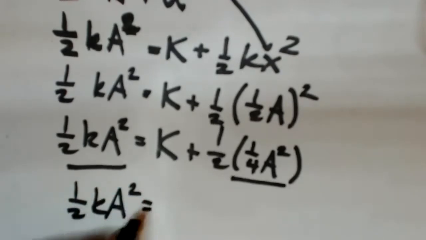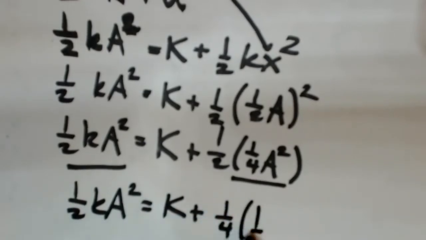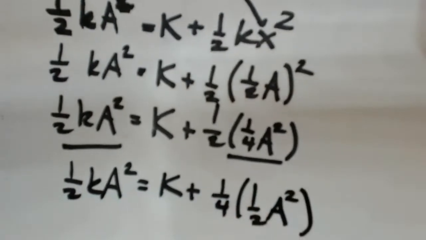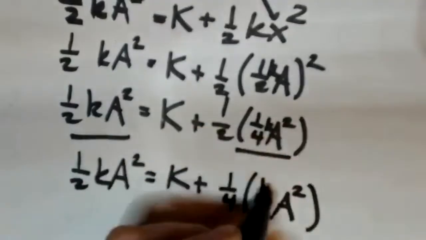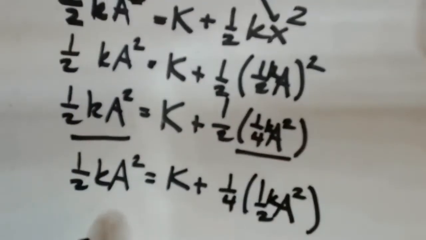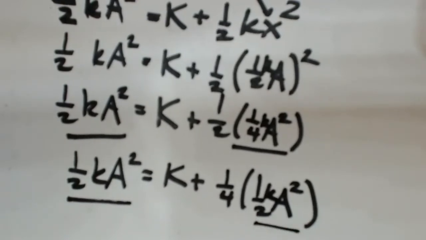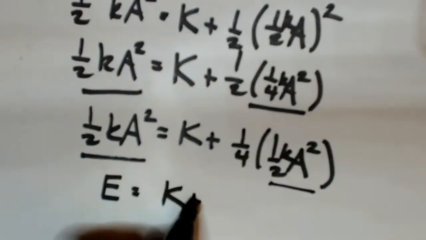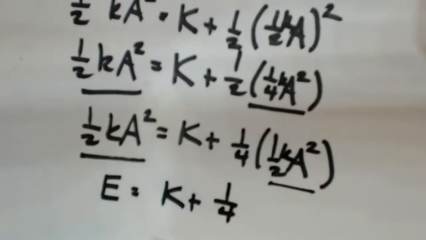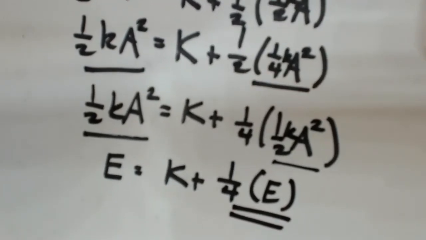So I'm going to come on down with this. 1/2 Ka squared is equal to kinetic energy plus, I'm just going to swap the 1/4 and the 1/2. I'm just going to flip them around like that. Oh, I left a K out. Oops. K. There we go. All right. So now look what I've got. I've got 1/2 Ka squared and 1/2 Ka squared there. So if this was the total energy, then this thing in here is also the total energy. So now I've already got my answer. The potential energy is 1/4 of the total energy.